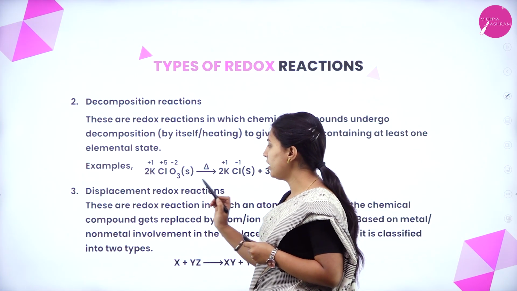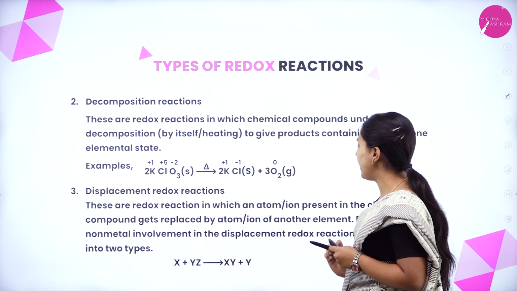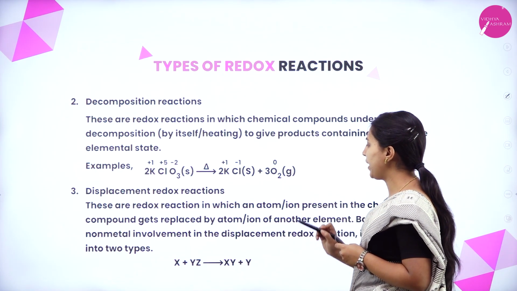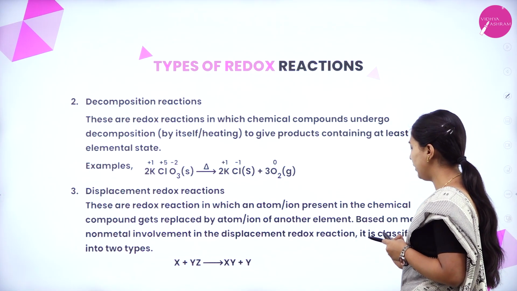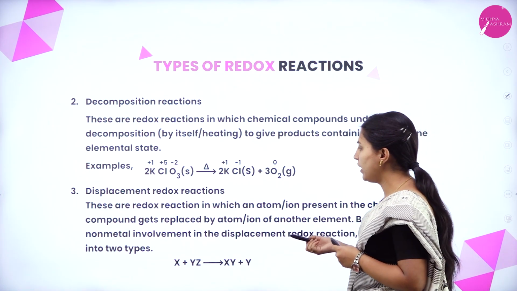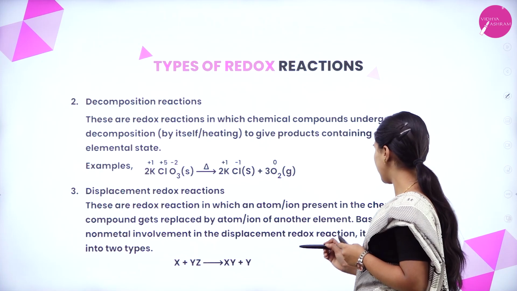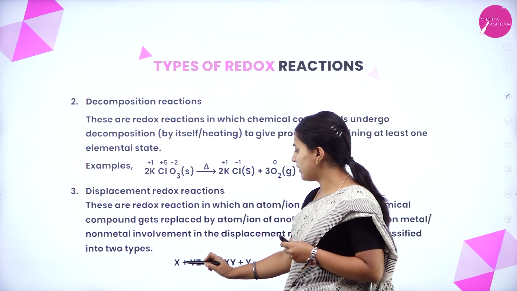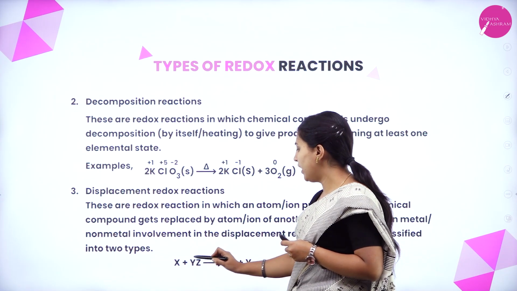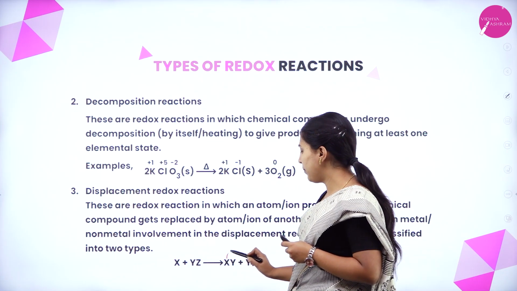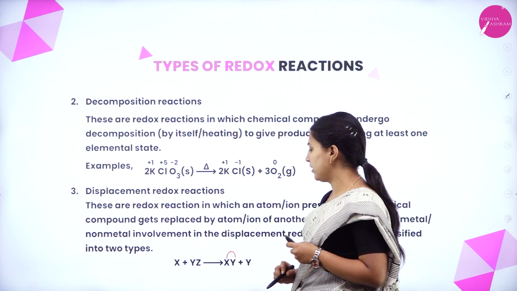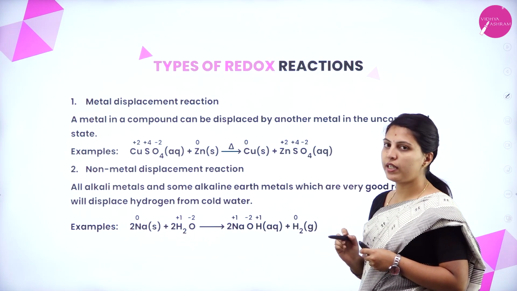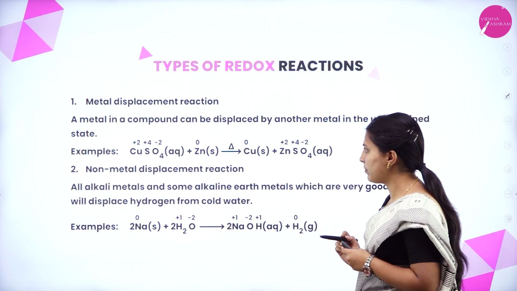Displacement redox reaction. These are redox reactions in which an atom or ion present in the chemical compound gets replaced by an atom or ion of another element. Based on metal or non-metal involvement in the displacement redox reaction, it is classified into two types. Displacement means here X plus YZ, where Y is getting combined with X to give XY plus Z. In that, two types: metal displacement reaction and non-metal displacement reaction.